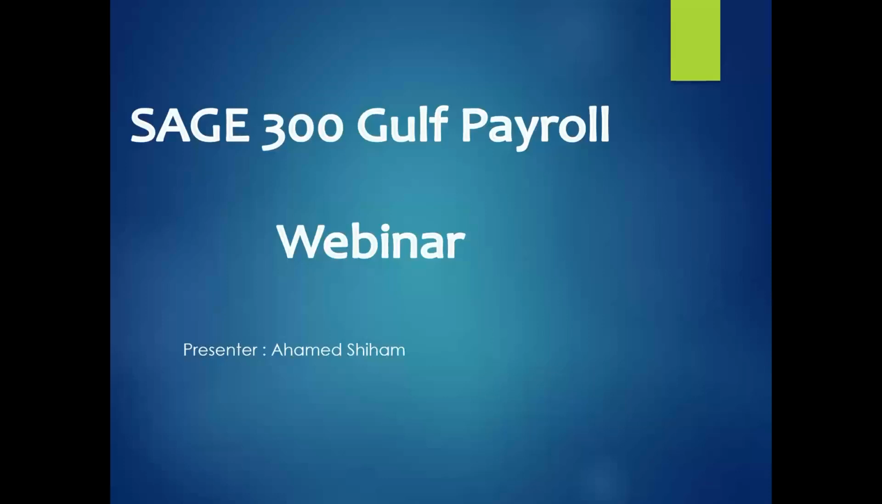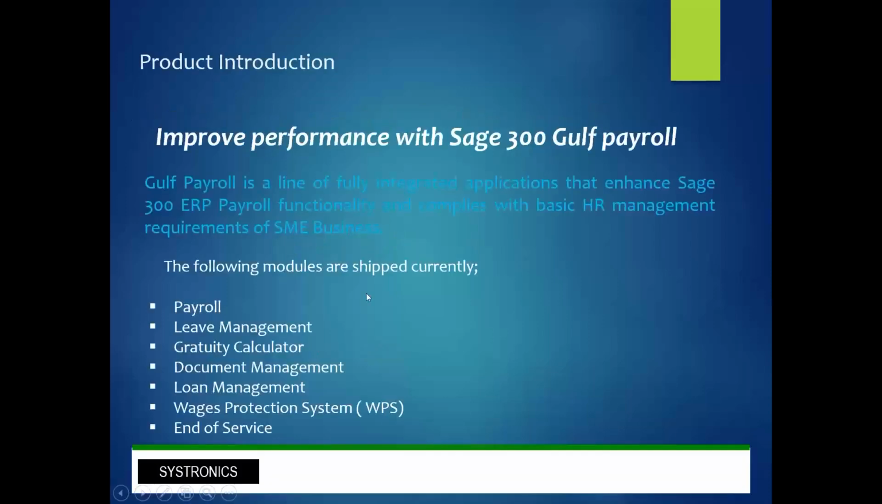As Bart was explaining, we will be doing a demo on Sage 300 Gulf Utilities for Payroll, which is an add-on module. Sage 300 Gulf Payroll solution is a fully integrated payroll processing system which complies with the basic HR, or human resource management, requirements for a small and medium-sized business in this region.